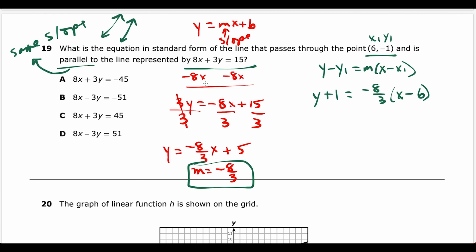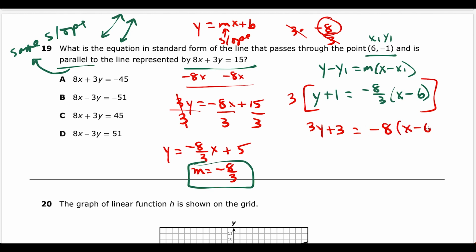Notice there's no fractions going on. So I would multiply everything by 3 to get rid of this. If I multiply it by 3, I'm going to have 3y plus 3 after we multiply this. But then when I do 3 times negative 8/3, the 3 over 3 cancels and we're left with just minus 8. So this is equal to minus 8 times x minus 6.